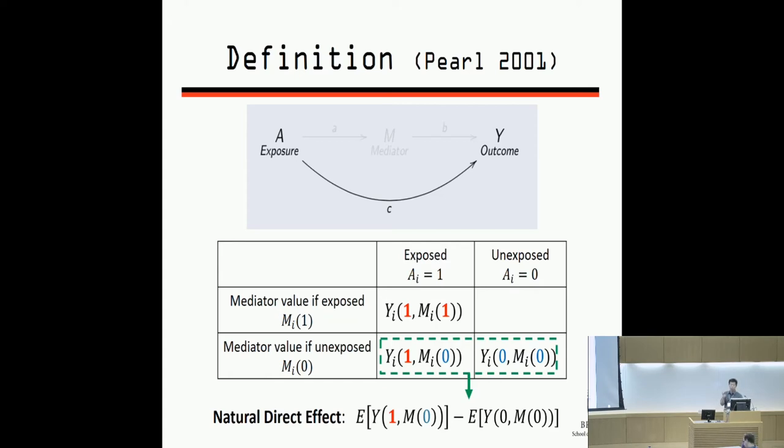Suppose for both of these outcomes, we fix the mediator at the level of not drinking heavily. This person has two outcomes: one is if I drink alcohol heavily, the other is if I do not drink alcohol at all. I compare these two outcomes and calculate their difference, but I fixed my mediator at a level. I'm talking about a single person.